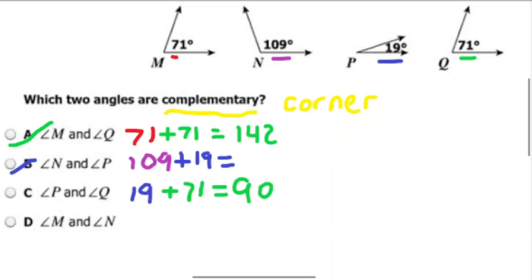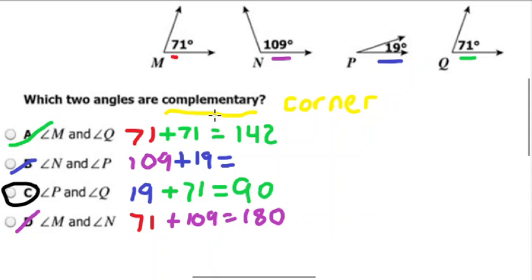Let's try one more to make sure. M is 71 degrees. N is 109 degrees. 71 plus 109 is going to give me a much bigger than 90. That's actually going to give me 180 degrees. So I know that's too big to be complementary. So my answer choice would have to be C. This is my answer, because 19 plus 71 equals 90. Complementary angles add together to make 90 degrees.